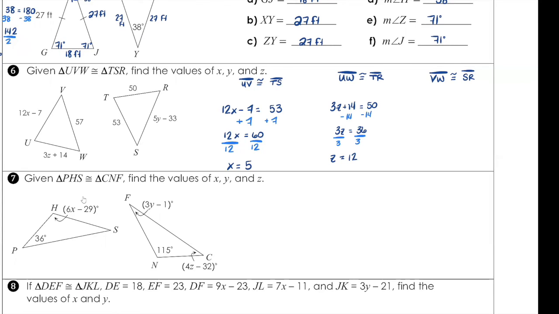All right, and our last congruency statement relationship, VW is congruent to SR. What's the measure of VW? 57. What's the value of SR? 5y minus 33. What are we going to do first? Add 33 to both sides. 90? So 90 equals 5y. Divide both sides by 5. What do we get?